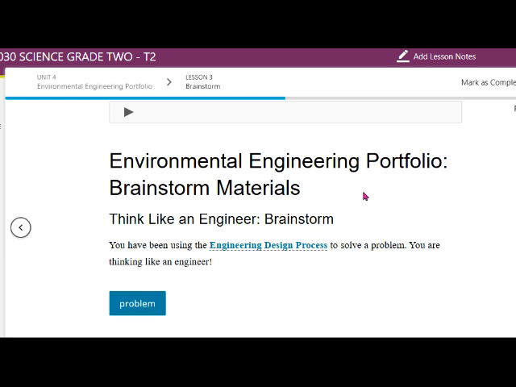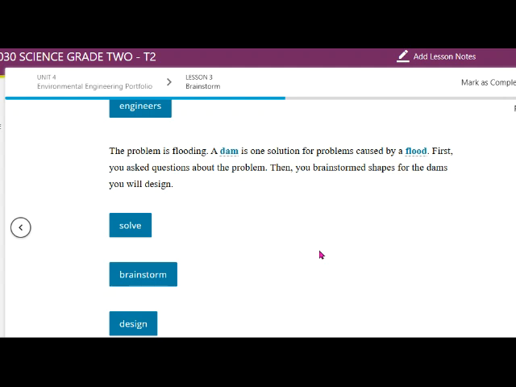You are thinking like an engineer. The problem is flooding. A dam is one solution for problems caused by a flood. First, you ask questions about the problem.